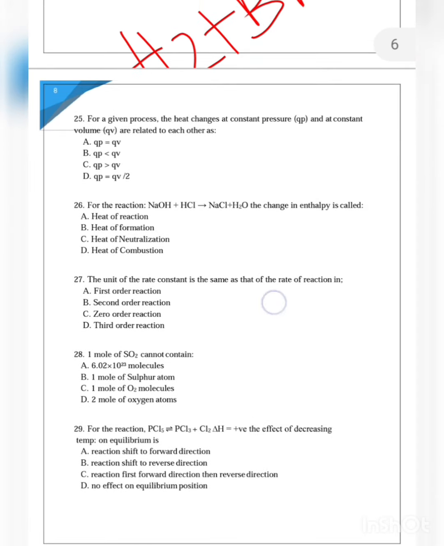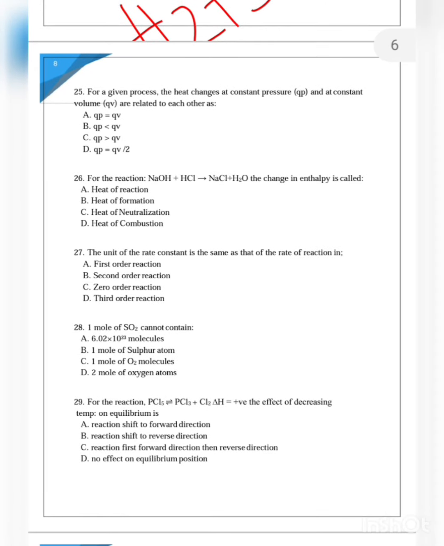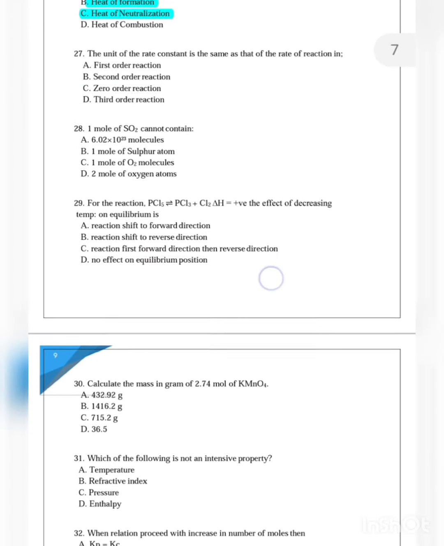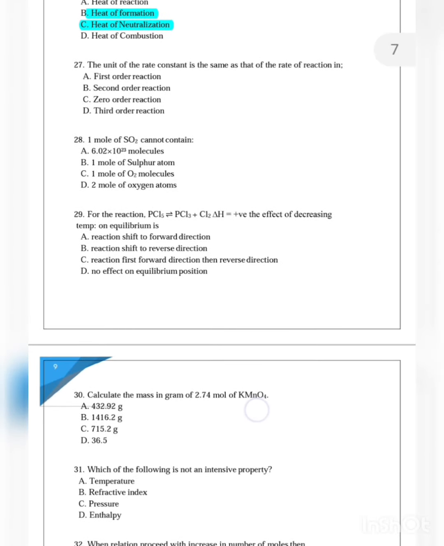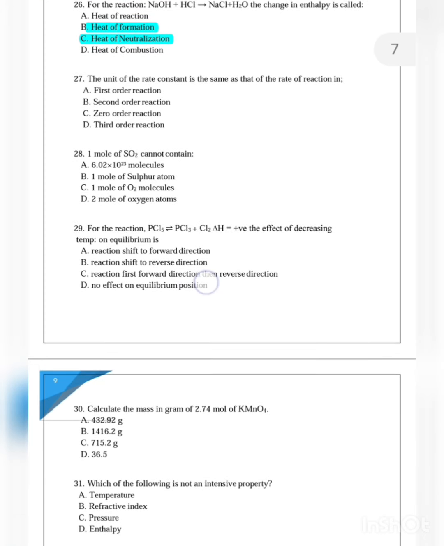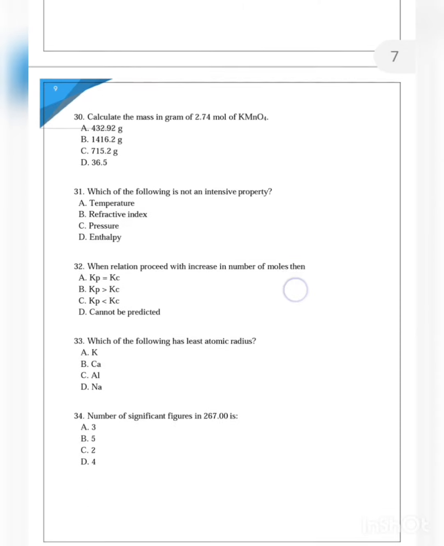Okay, question number 26, we have an equation. The change in enthalpy is called, this is a strong base and a strong acid, so it's heat of neutralization. Okay, heat of neutralization is the answer. And 1 mole of sulfur dioxide cannot contain. Okay, here 1 mole of sulfur atom. This is confusing. I don't know the exact answer to it, so let's keep it for now.